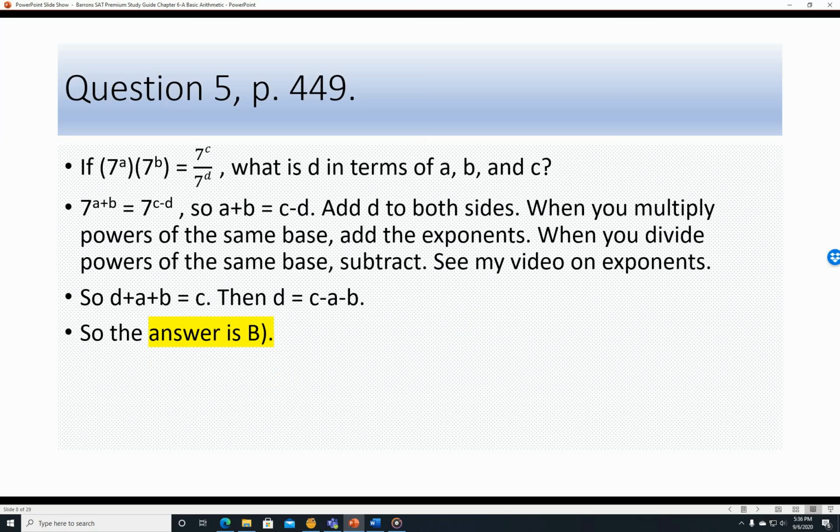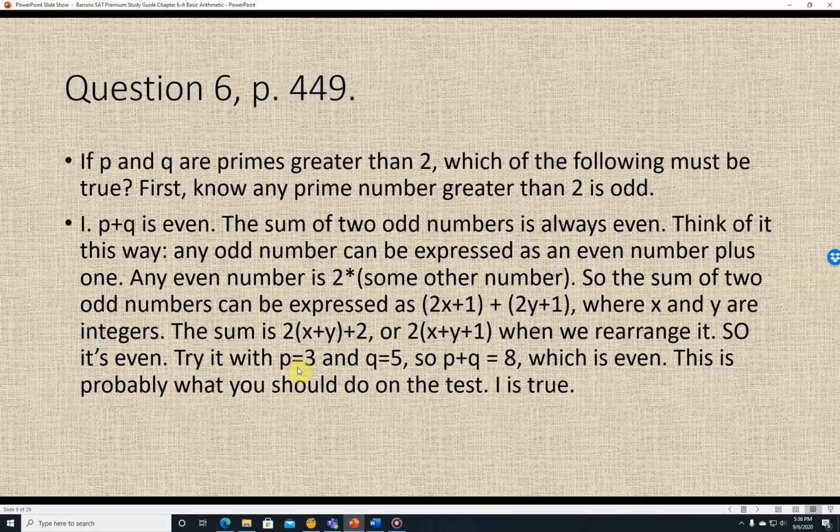So we know that A plus B has to be equal to C minus D, otherwise that equation wouldn't work. So we're going to add D to both sides, so then we end up with D plus A plus B equals C. And the reason you're doing that is when you multiply powers of the same base, you add the exponents. When you divide powers of the same base, you subtract. So you can see my video on exponents. So anyway, we end up with D plus A plus B equals C, so therefore D is going to be C minus A minus B, so you have to subtract A and B from both sides. So the answer is B.